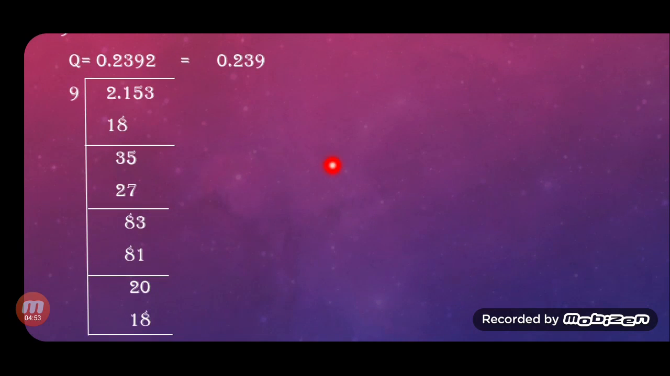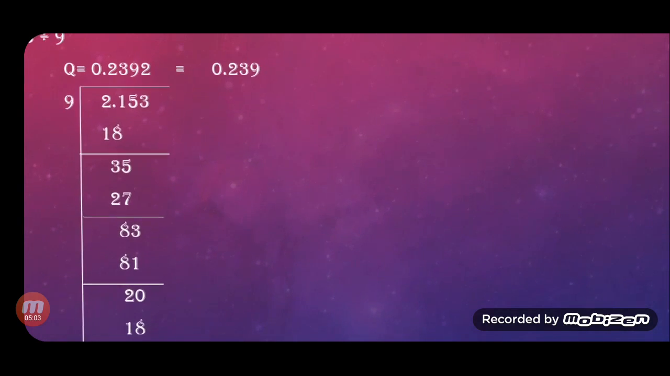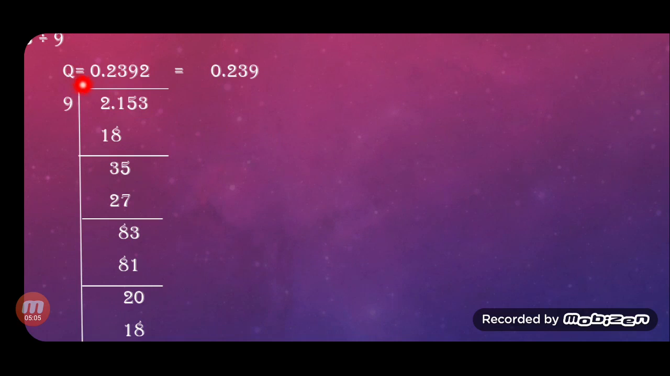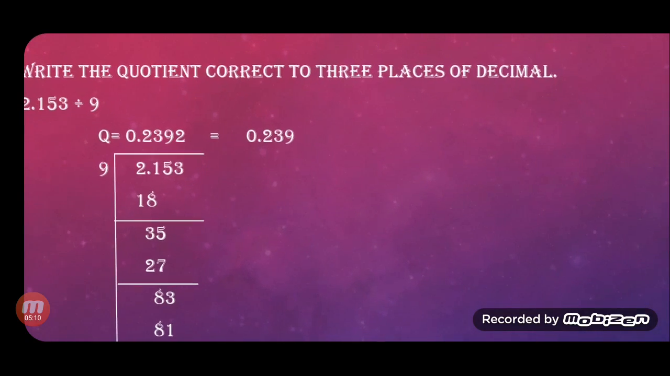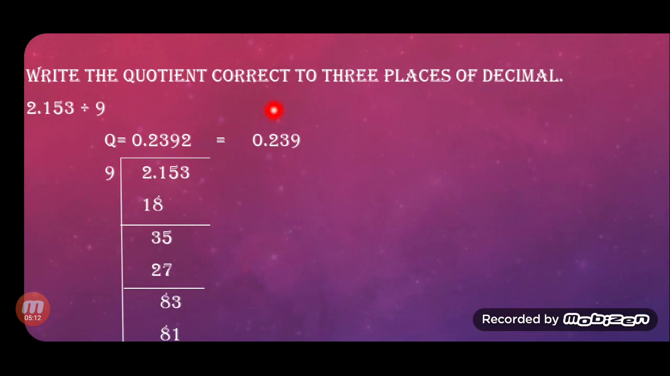Children, if we look, we got 3 places, but I told you one more place you will find in the quotient. So 9 2s are 18, 10 minus 8 is 2. Now you got the quotient 0.2392, and the question says write the quotient correct to the 3 places of the decimal.